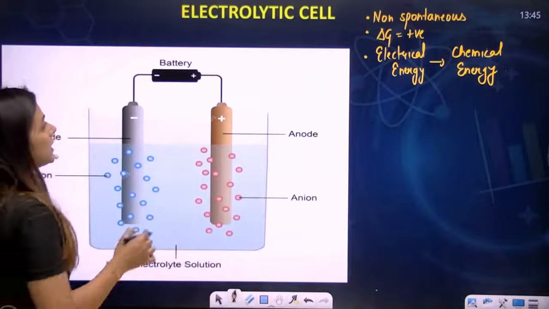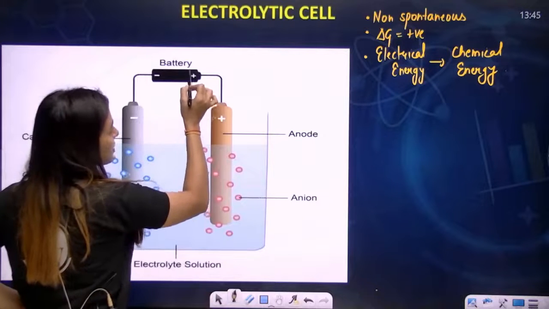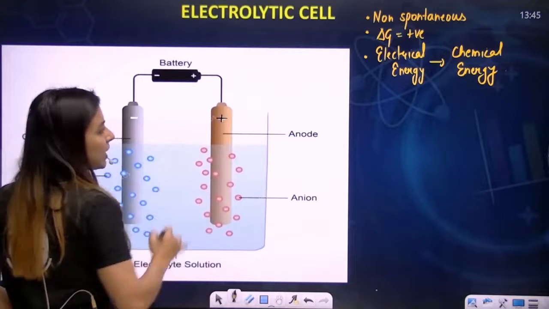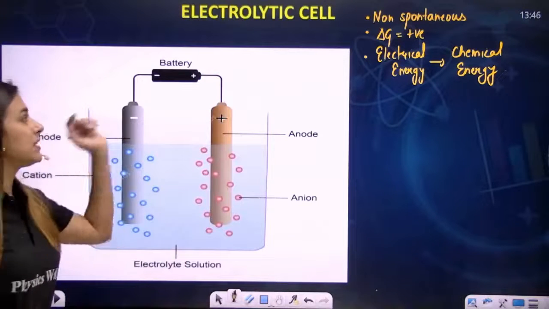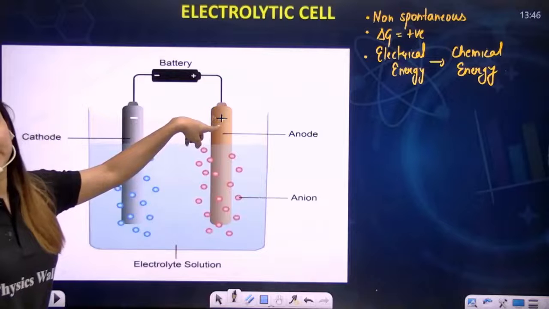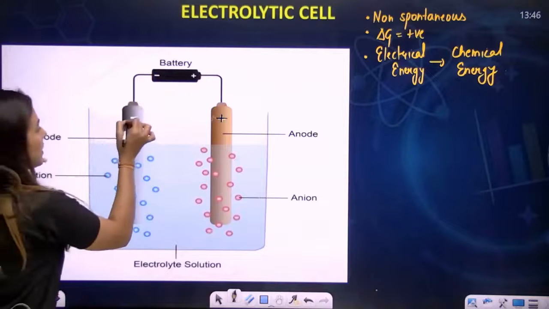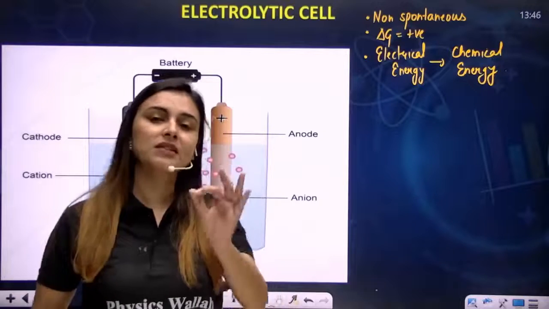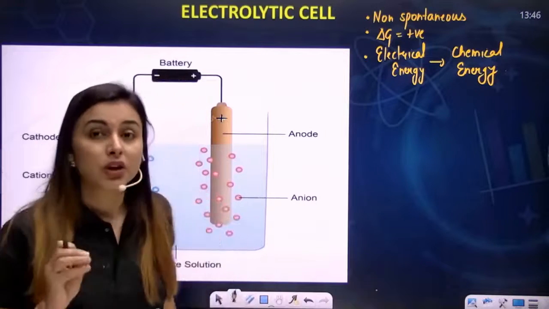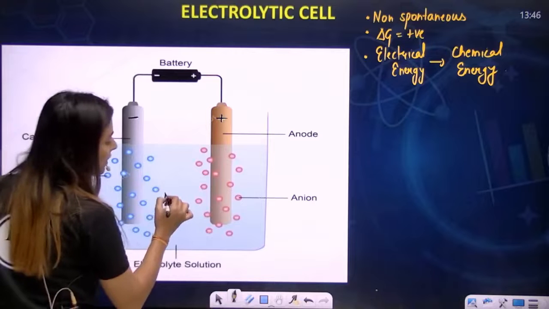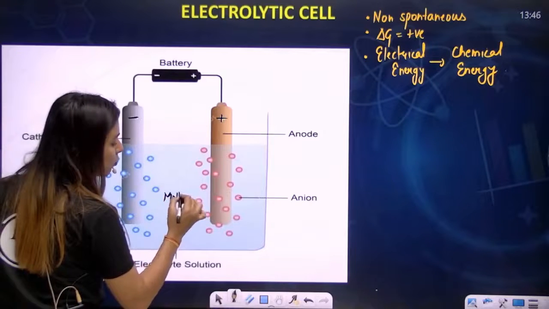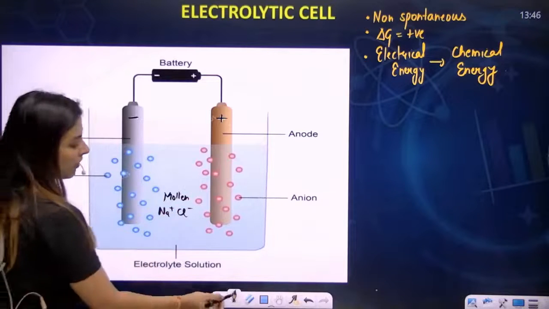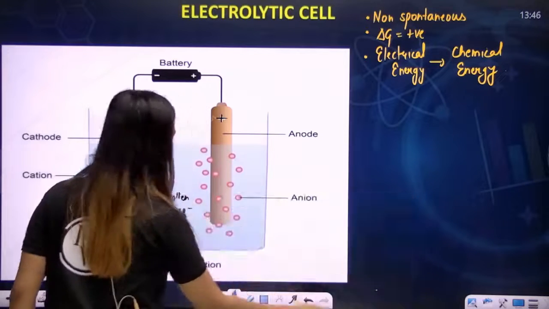Now see, my dear students, since this positive terminal is connected here, this electrode will be positively charged. I hope you don't have any issue with that. Since the positive terminal is connected, this electrode will be positive, and since the negative terminal is connected, this electrode will be negatively charged. This is the first thing that we can understand. Let us say you have molten NaCl solution here.